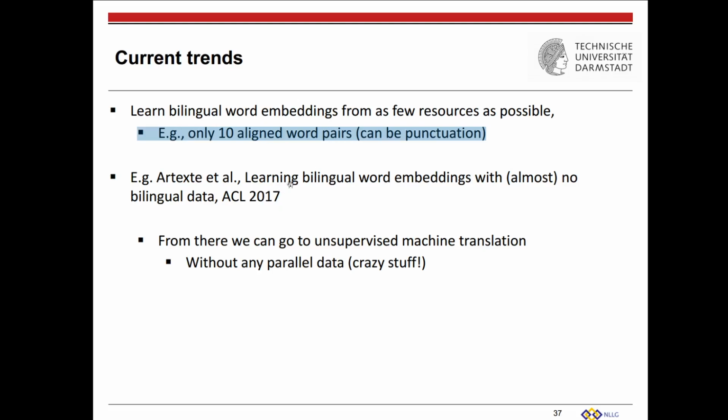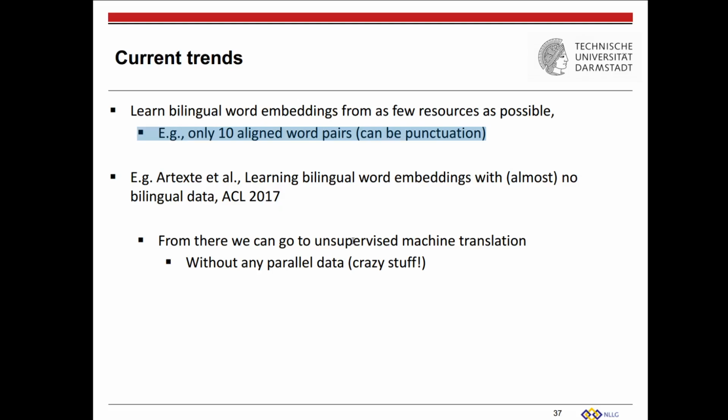And the cool thing is, this literature that started out with bilingual word embedding estimation from 10 word pairs decreased down to 0 word pairs, having nothing at all. And from then it went to doing machine translation without any parallel data. So traditionally in machine translation you need examples of translations. You need to have a German sentence and the corresponding translated English sentence, right?